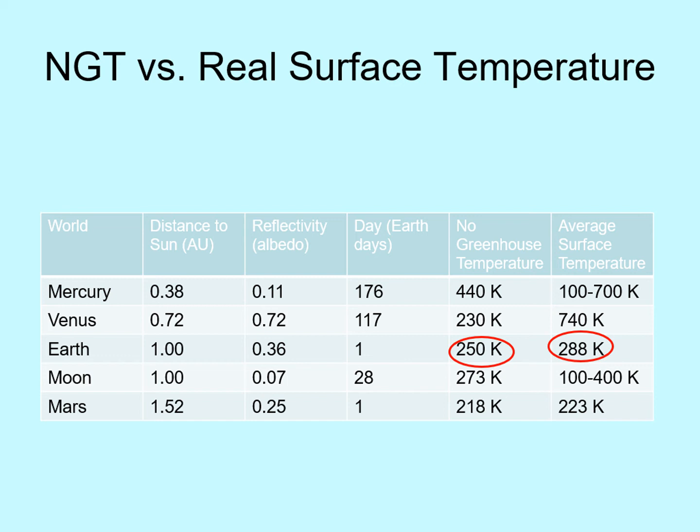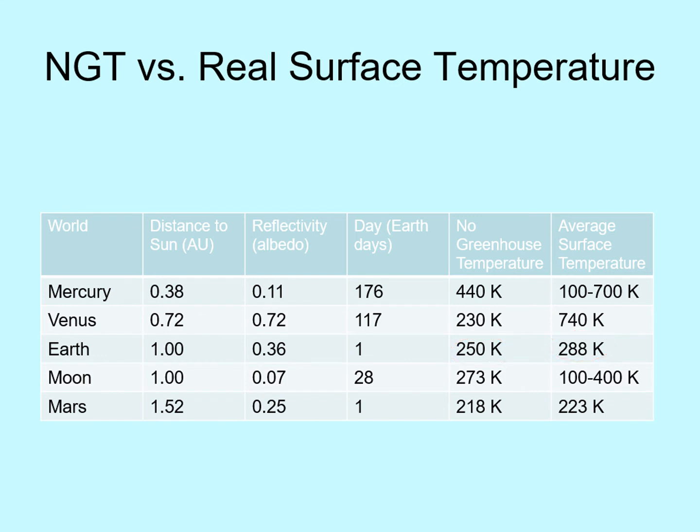This is a good thing for us. Remember that water freezes at 273 Kelvin. So if the Earth were at its no greenhouse temperature, most of our oceans would probably be frozen. Something is keeping the Earth warmer than our simple model predicts.